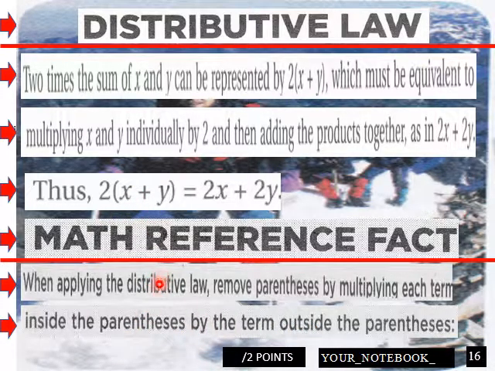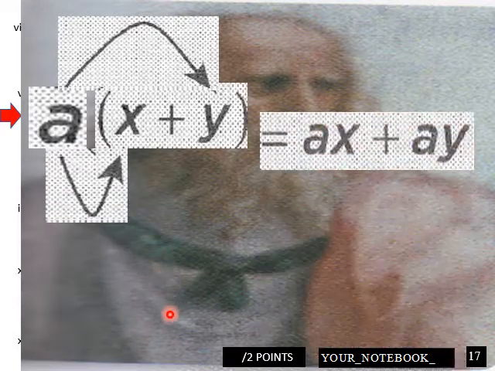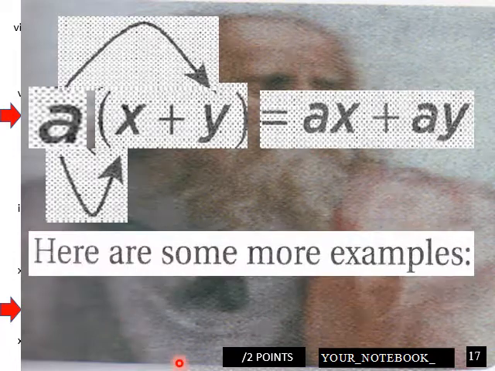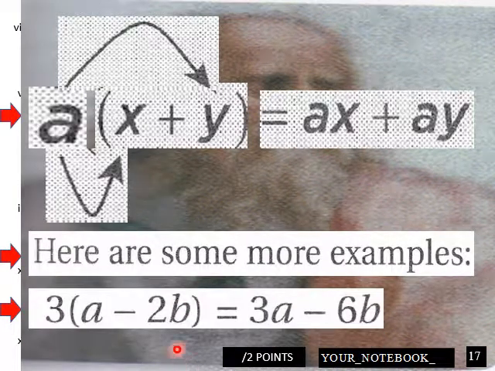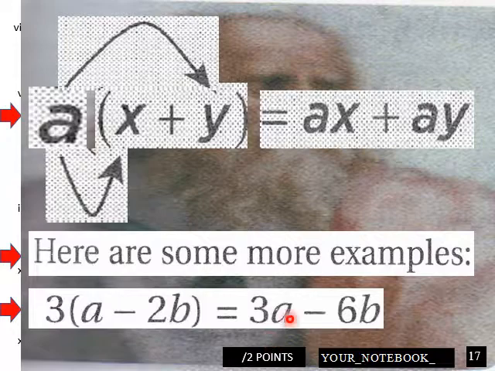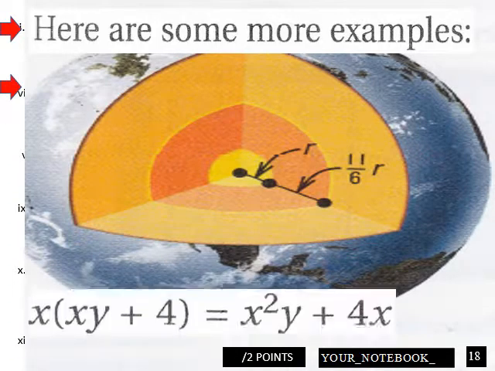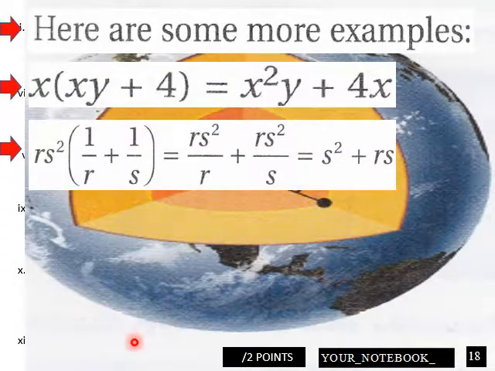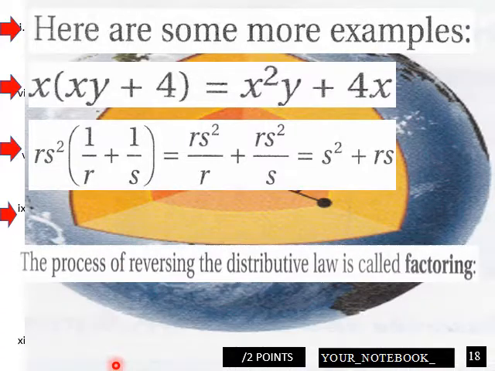That's like 7th grade. Okay, a times the quantity (x plus y). So we multiply each member there by a, which equals this. Here are some more examples. 3 times a, and then again we multiply through the parentheses by our outside factors. Here are some more examples of the distributive property. Our s squared times the quantities inside the parentheses.